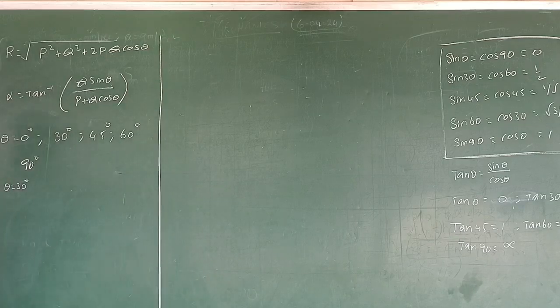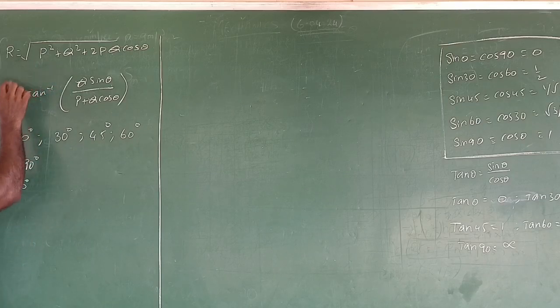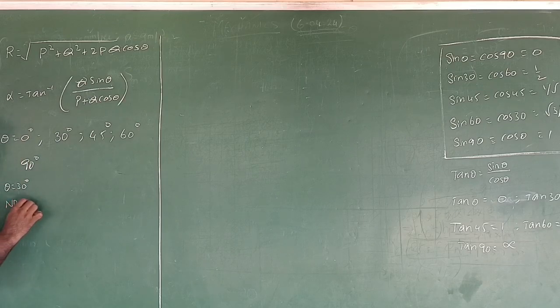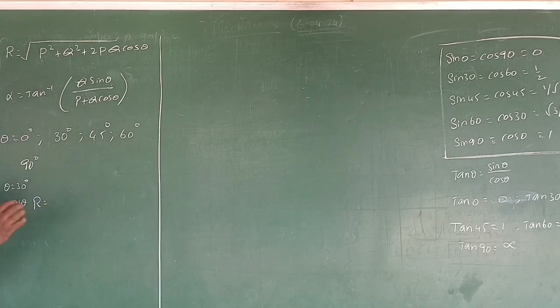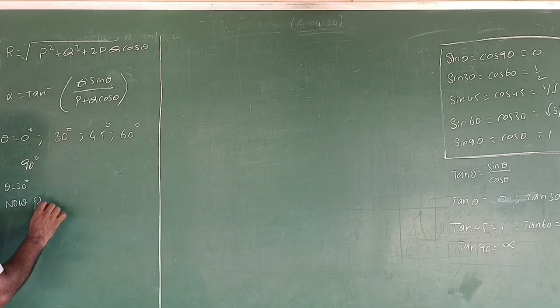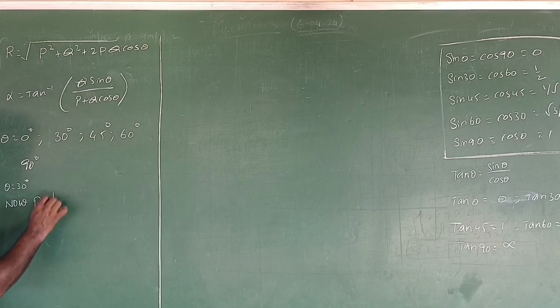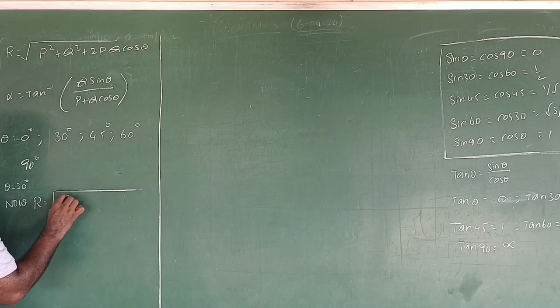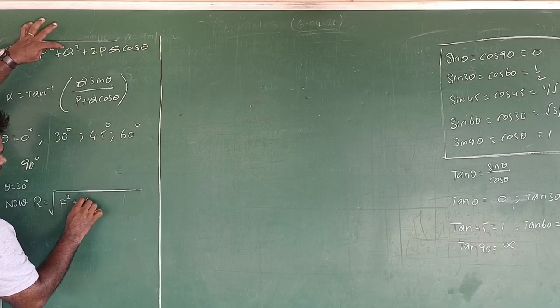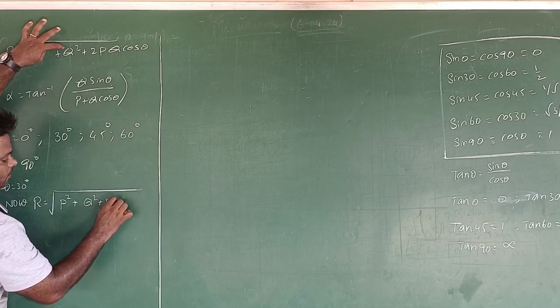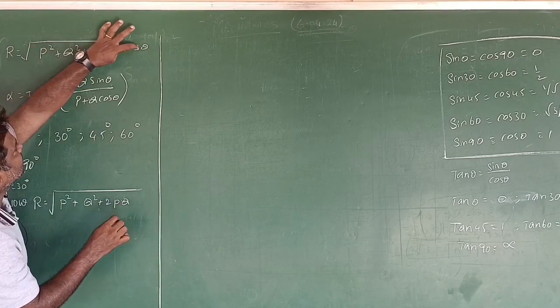We will use this here. Those are called trigonometric functions. Now if theta is equal to 30 degrees, then how the value of r and the value of alpha will change? Now, just observe here first. First of all, listen. Later you can write it down in notes. R is equal to root over p square plus q square plus 2pq cos 30.